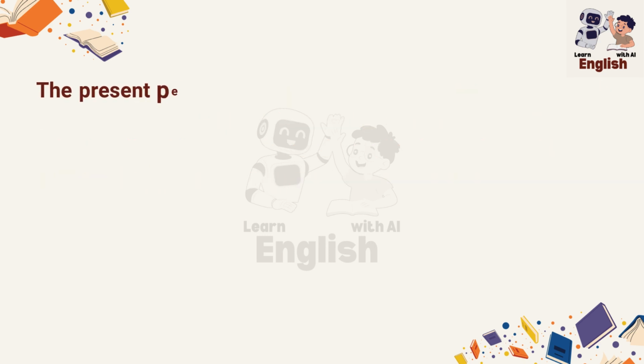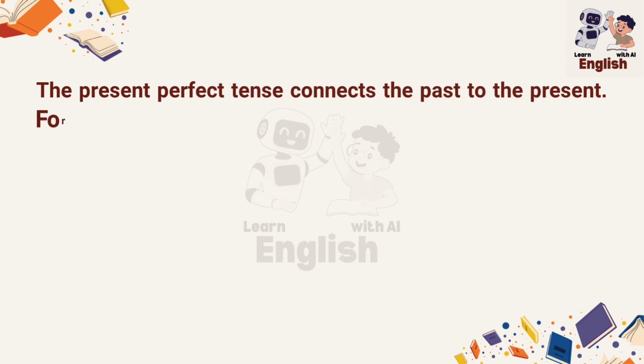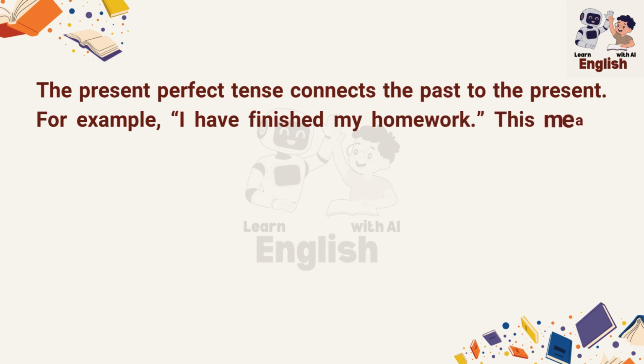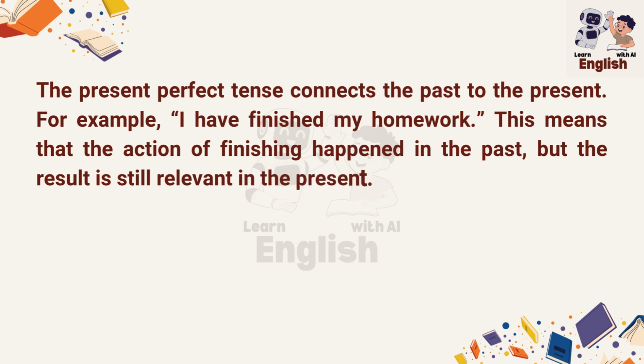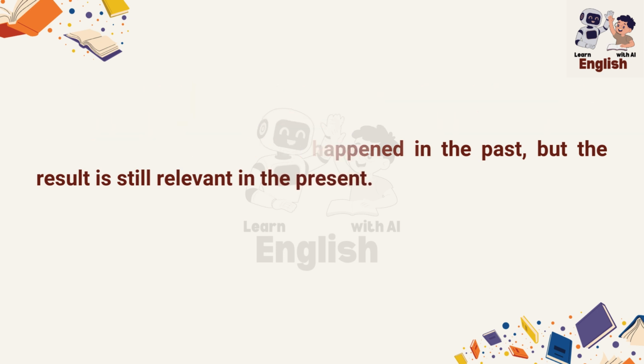The present perfect tense connects the past to the present. For example, I have finished my homework. This means that the action of finishing happened in the past, but the result is still relevant in the present.